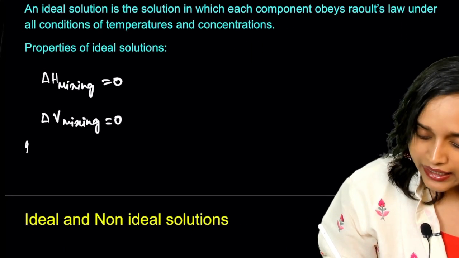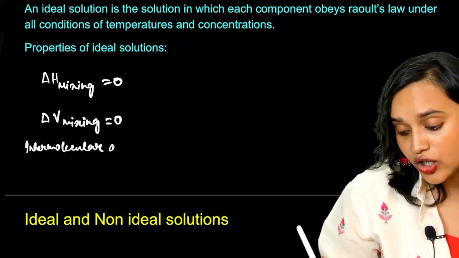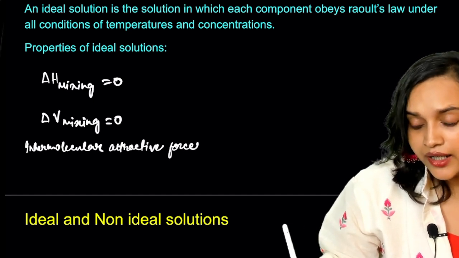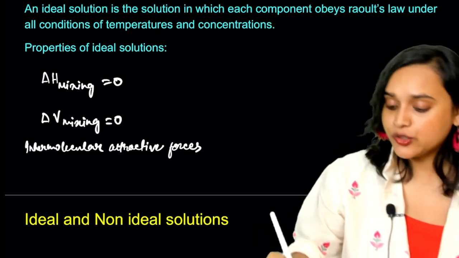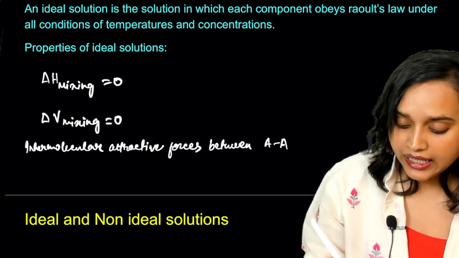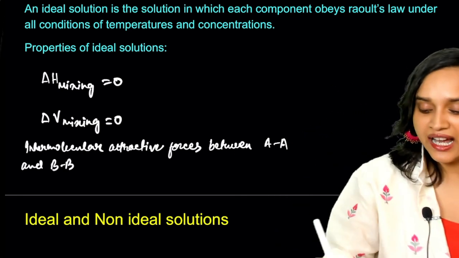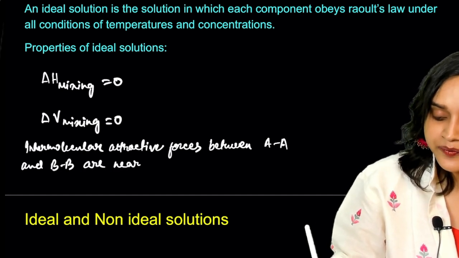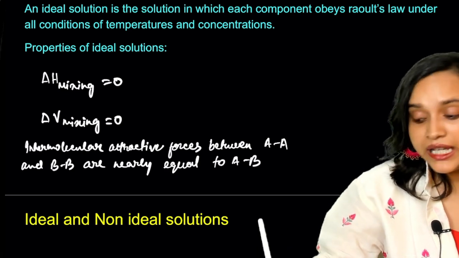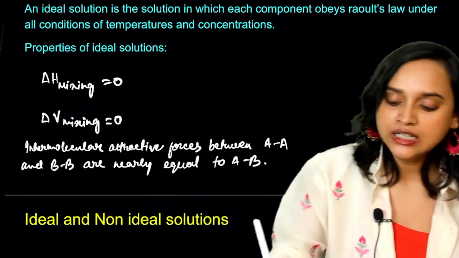So basically, what can I write? I can write here that the intermolecular attractive forces between, let's say you have two components, AA and BB, are nearly equal to the A-B interaction when you mix them. They have the same intermolecular attractive force.